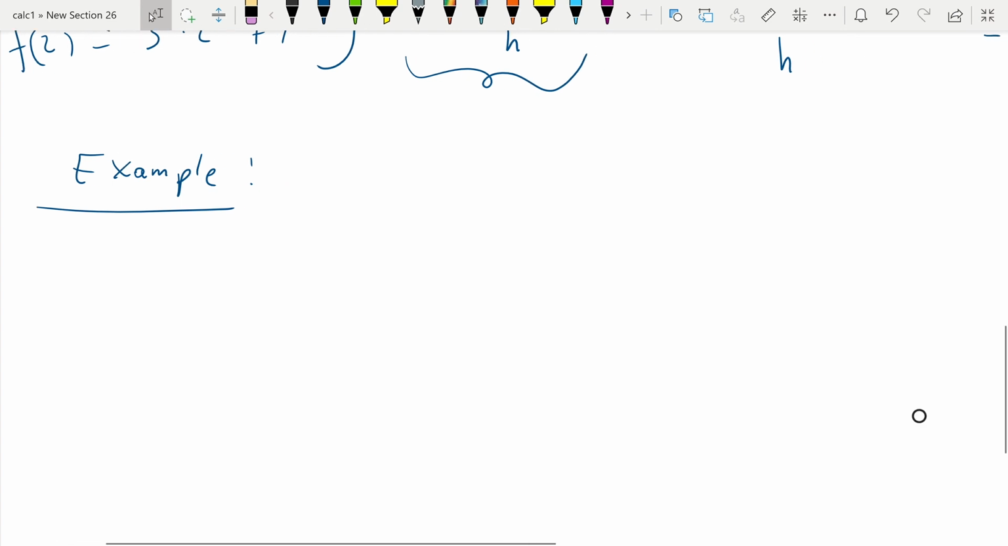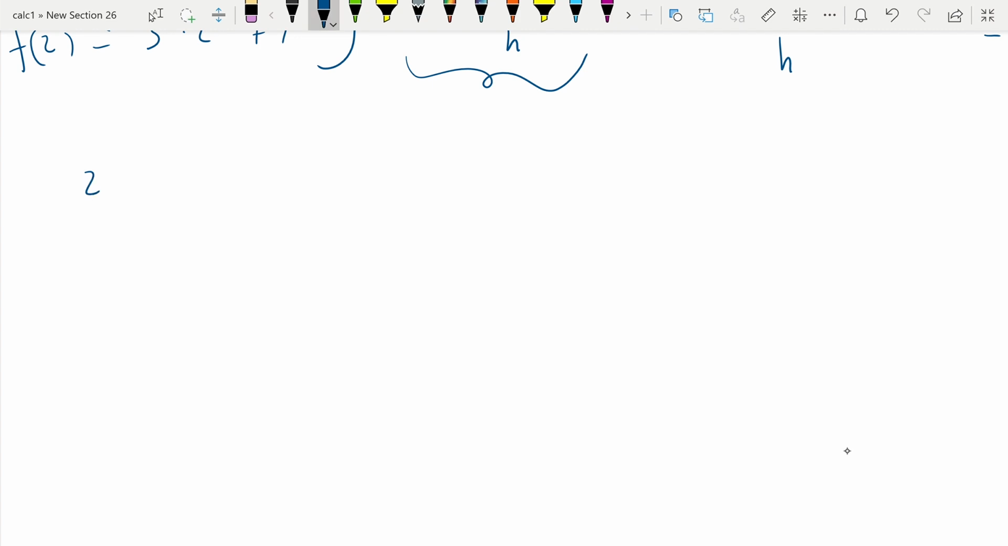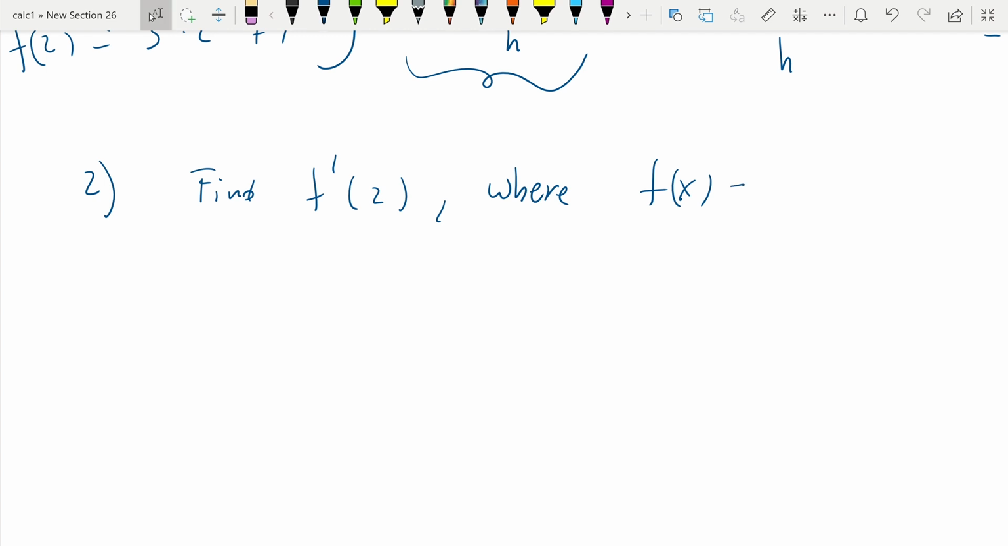So, a second example. Compute f prime of x at a particular number, f prime of 2, where f of x is just 3 times the square root of x.